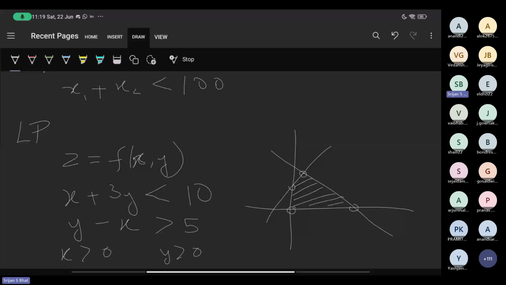Yeah, I see a question in the chat box. What does minimizing and maximizing exactly mean?